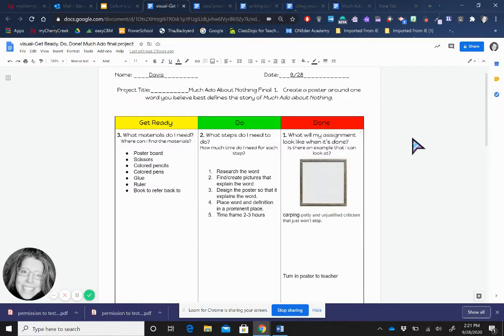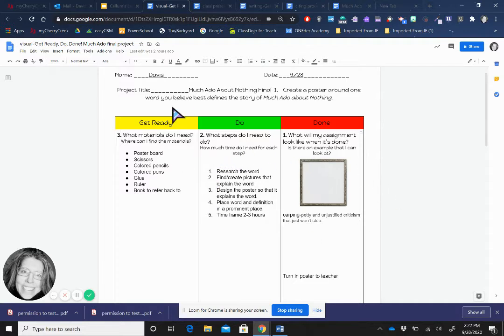So first I started with the visual. And for my project, I decided to make a visual of one of the words in Much Ado About Nothing. And I gave myself a little image there that would show that I was going to do a poster. The steps I figured out I need to do, I'd have to research that word. I'd have to find or create pictures that explain the word. I need to design the poster so that it explains the word and place the word and definition in a prominent place. I thought that might take me about 2 to 3 hours to get done. And these are all the things that I'm really going to need to do that.